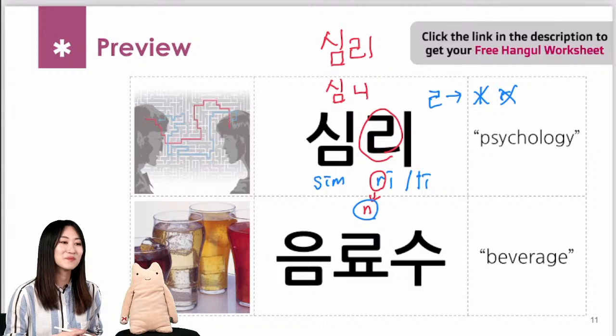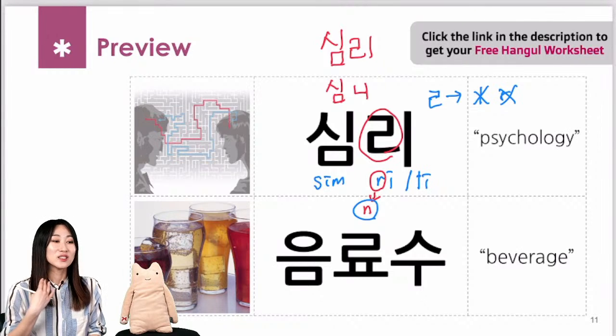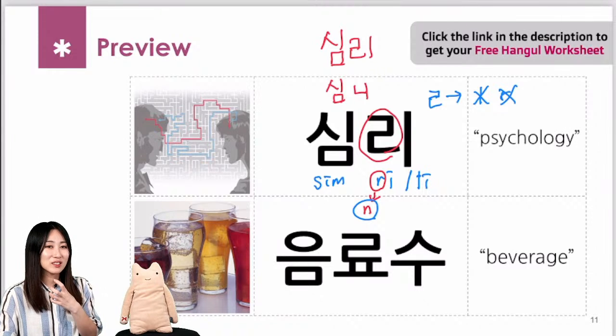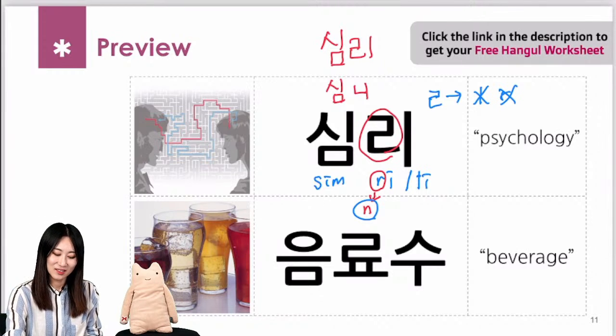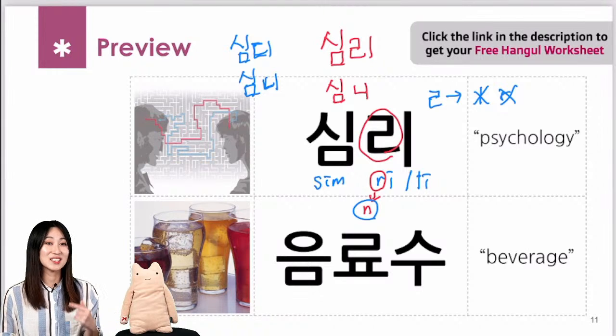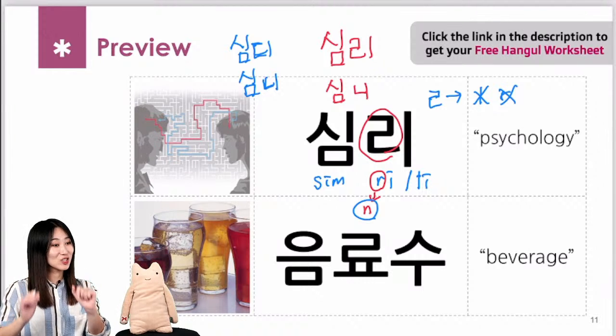Okay, so Mia, 심리, exactly. To you, it sounds like 심디, but actually this is Korean. And again, the Korean alphabet sounds different from the English alphabet. So 심디 and 심리, the D and the ni, they are different. Okay, and Priyanka, you got the answer.